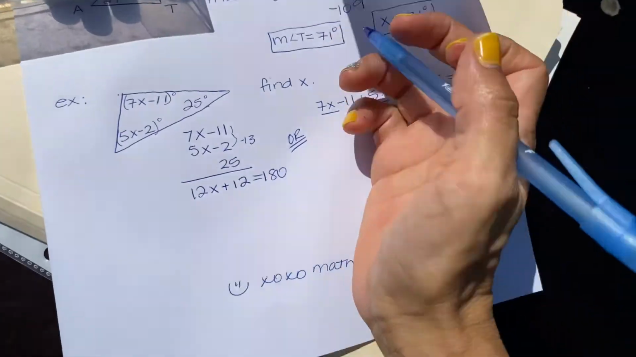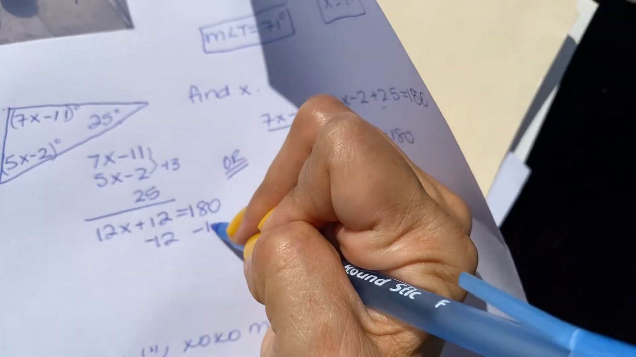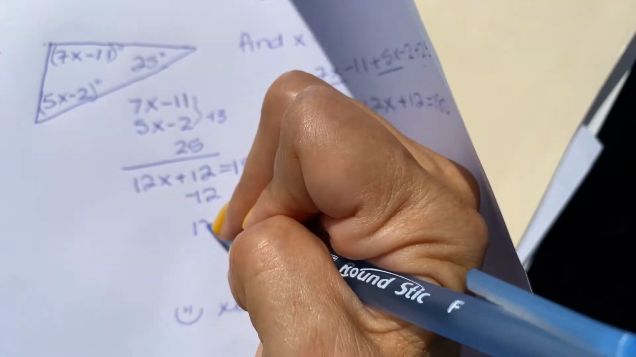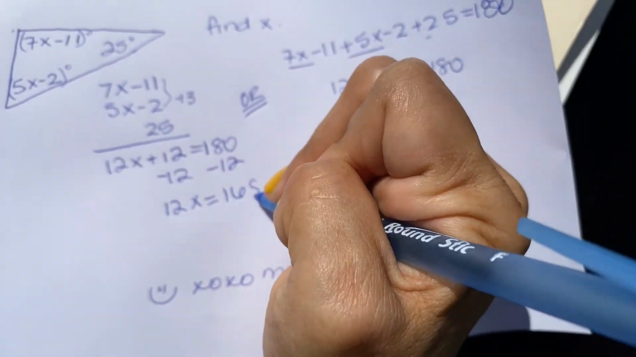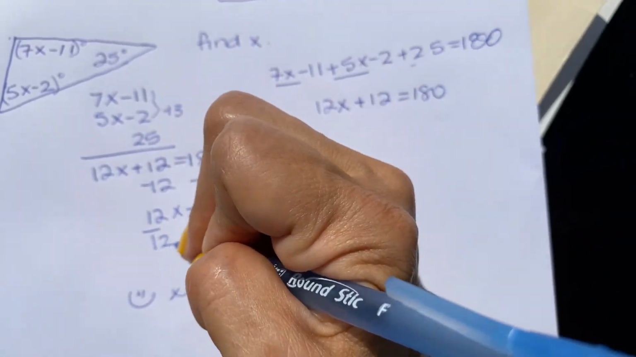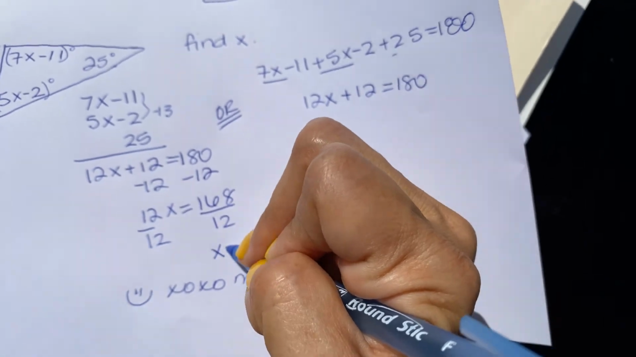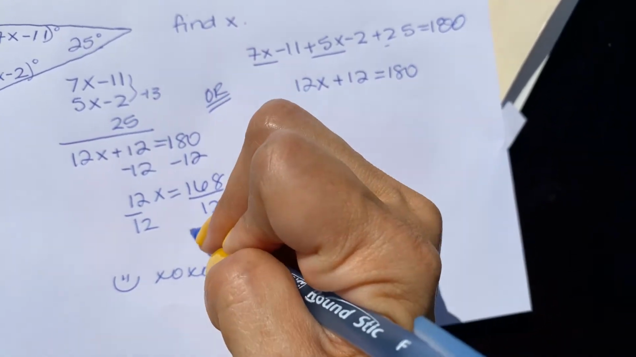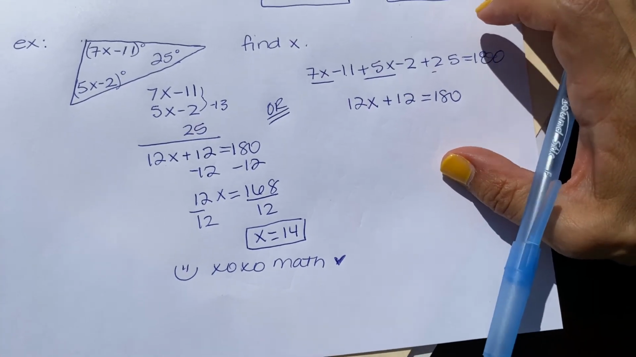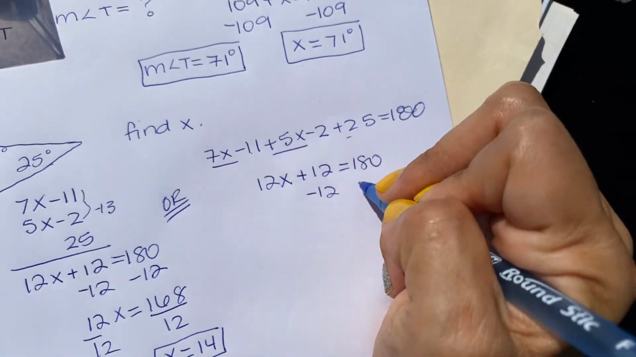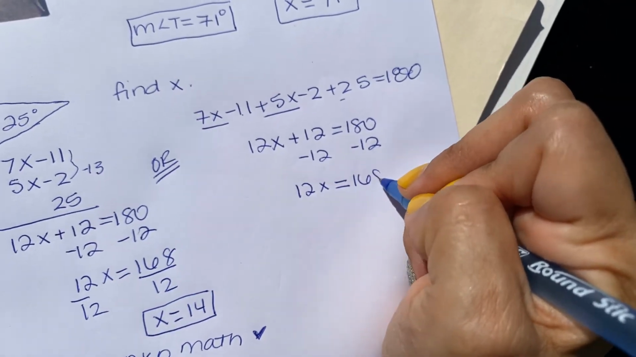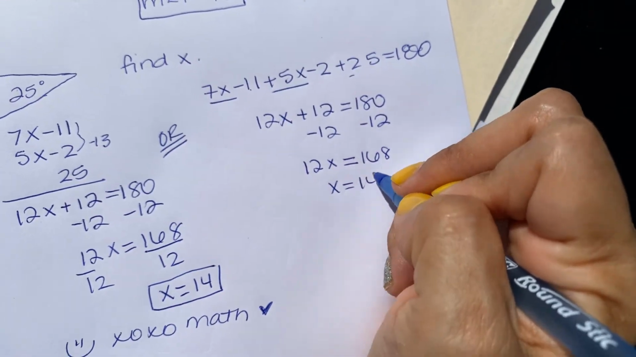Okay, so I'm going to inverse operate 12. I get 168 and divide by 12. And you get x is 14. And that's it. And so same here, right? So the math is the same. So if you want to skip steps, you are welcome to it.